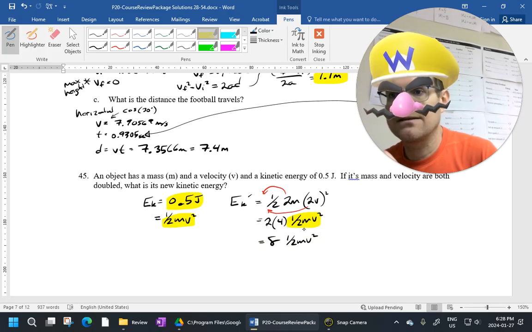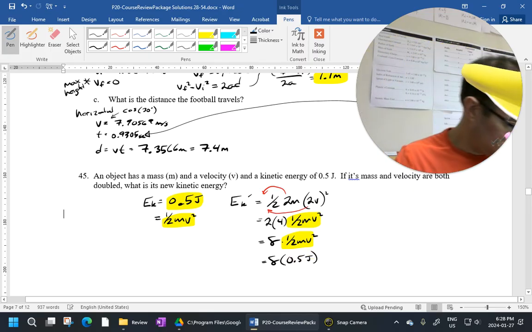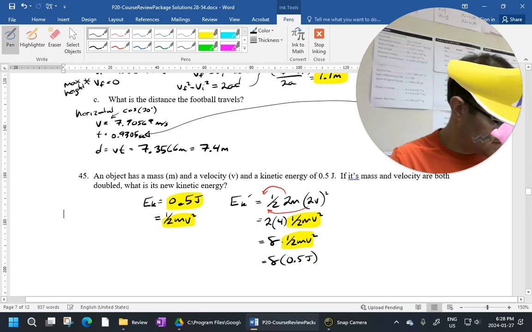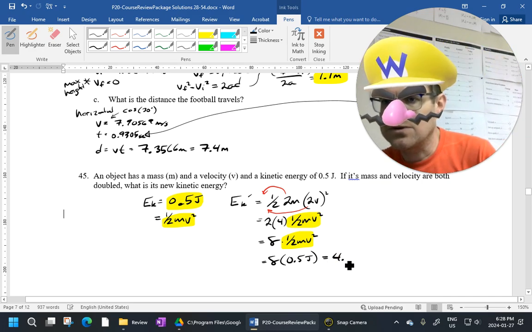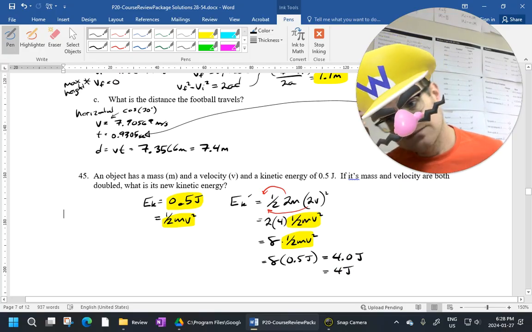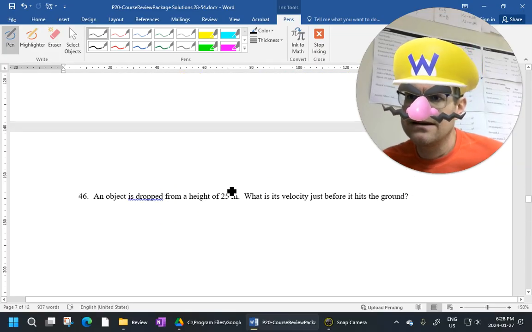So, now I have 8 times my previous number. 8 times this 0.5 joules. So 0.5 times 8. That didn't work well. I don't know why I did that on my calculator. It's 4.0 joules, or 4 joules, because it's 1 sig dig, I guess. Yeah, it's 4 joules. I just like those kinds of questions.